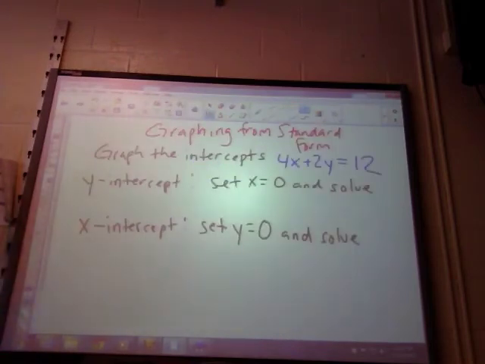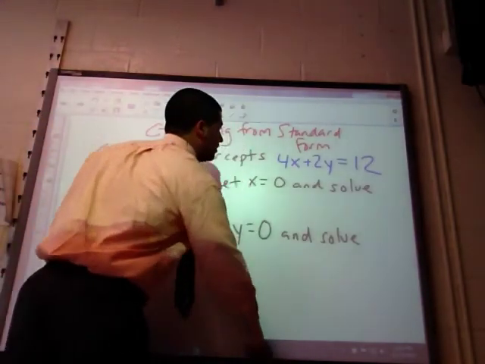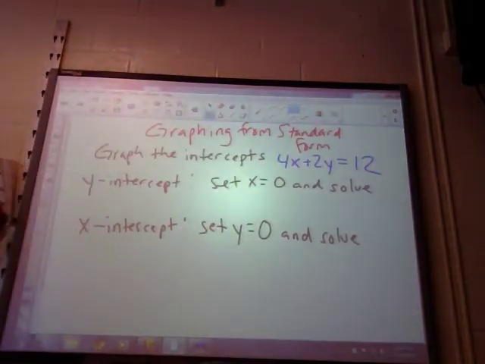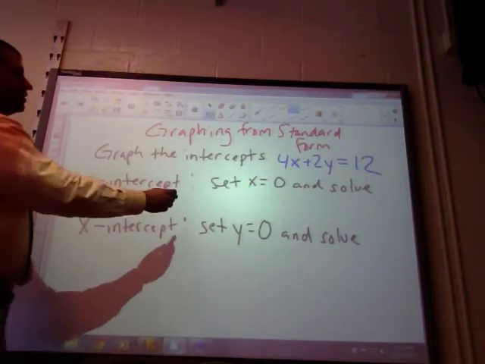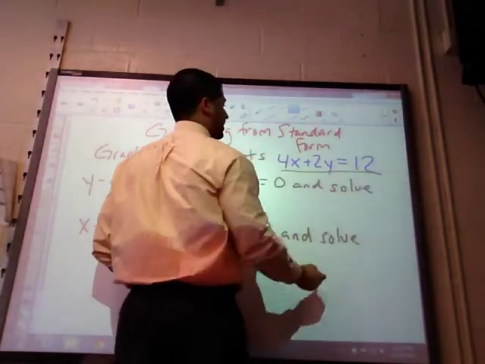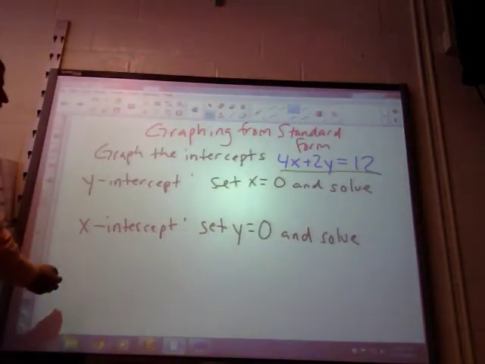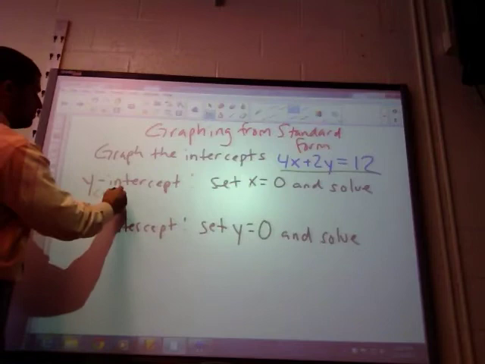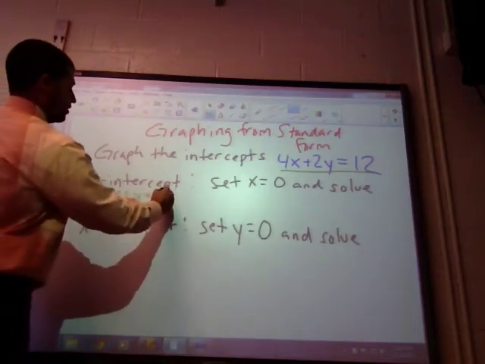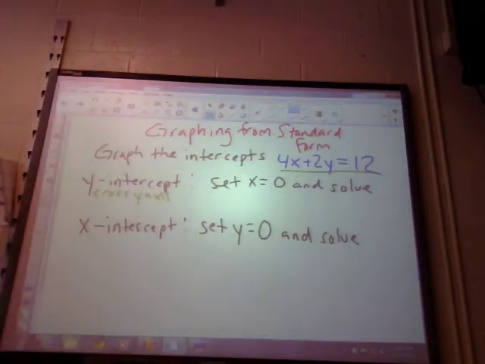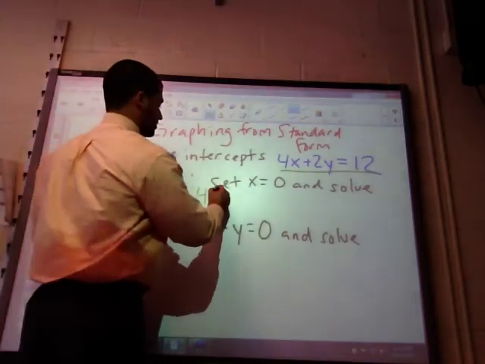One last little application is if we graph from standard form, the only way to do it is to find the x and y intercepts and plot them on a graph. So we have this equation in standard form: 4x plus 2y equals 12. To get our y-intercept, that's where we cross the y-axis, we set x equal to 0. The equation of the y-axis, as we know, is x equals 0. So it makes sense to plug in 0 for x.